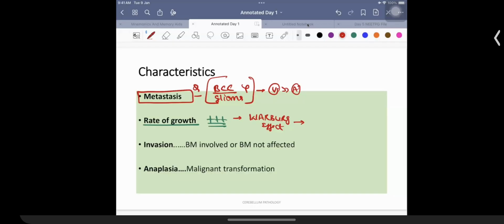Warburg effect. Most of you know the fact. Warburg effect is simply given the name of aerobic glycolysis.